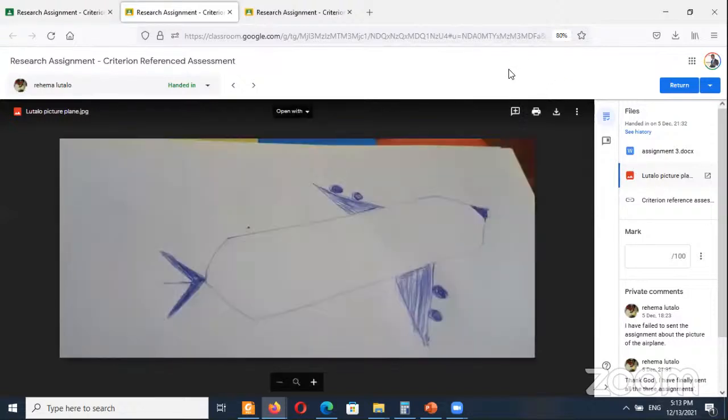Let me ask one of the members. This is a plane which was submitted by one of the members through our Google Classroom. Mr. Gava Hilary. Mr. Gava can't hear us. Oh, this is wonderful. Madam Naluanga, are you hearing me?